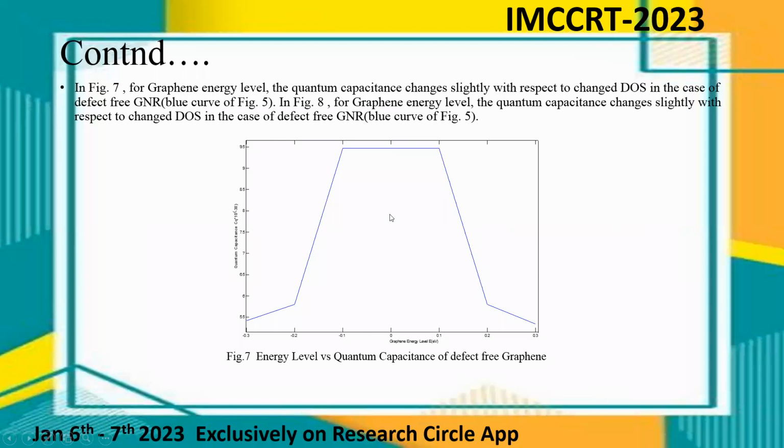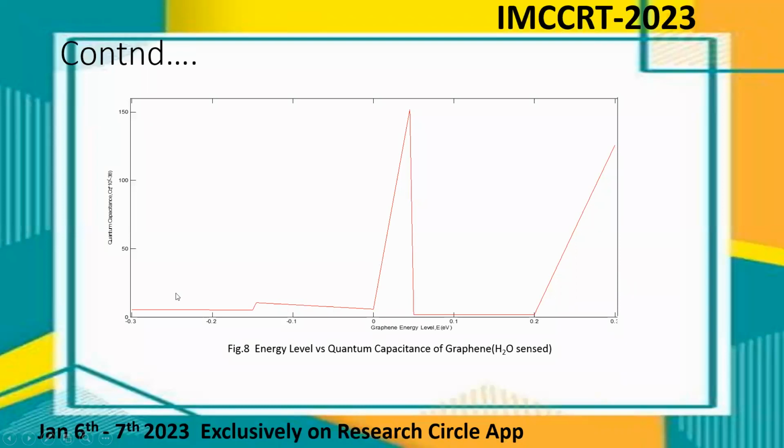This is the graph showing the quantum capacitance of graphene. In the x-axis we have put the value of graphene energy level, and in the y-axis we have put the quantum capacitance value. For a defect-free GNR, we have got this type of curve, and after interacting a defected GNR with the H2O molecule, we will get this curve.